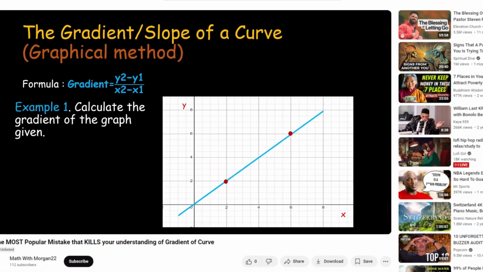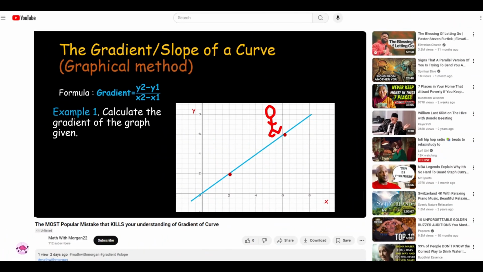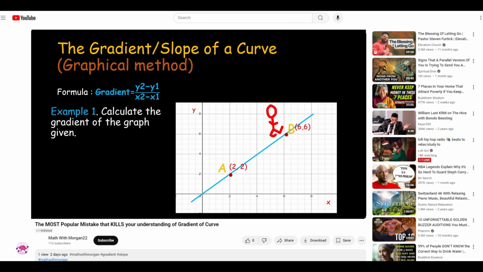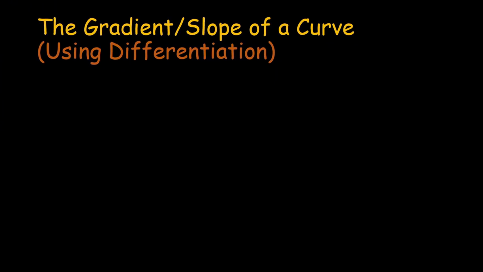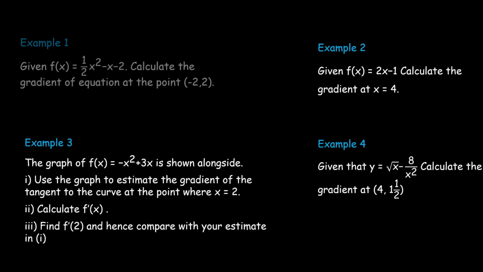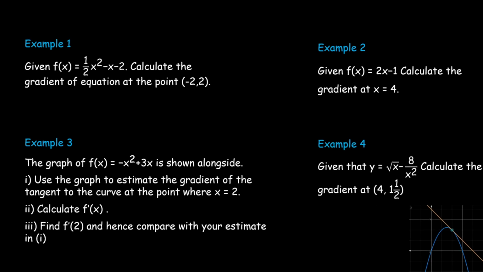In the last video, we saw how to get the gradient of a curve or a straight line using the graphical method. This video helps you to get the gradient of a curve given its equation and using differentiation. We're going to take a look at 4 examples with different levels of complexity.